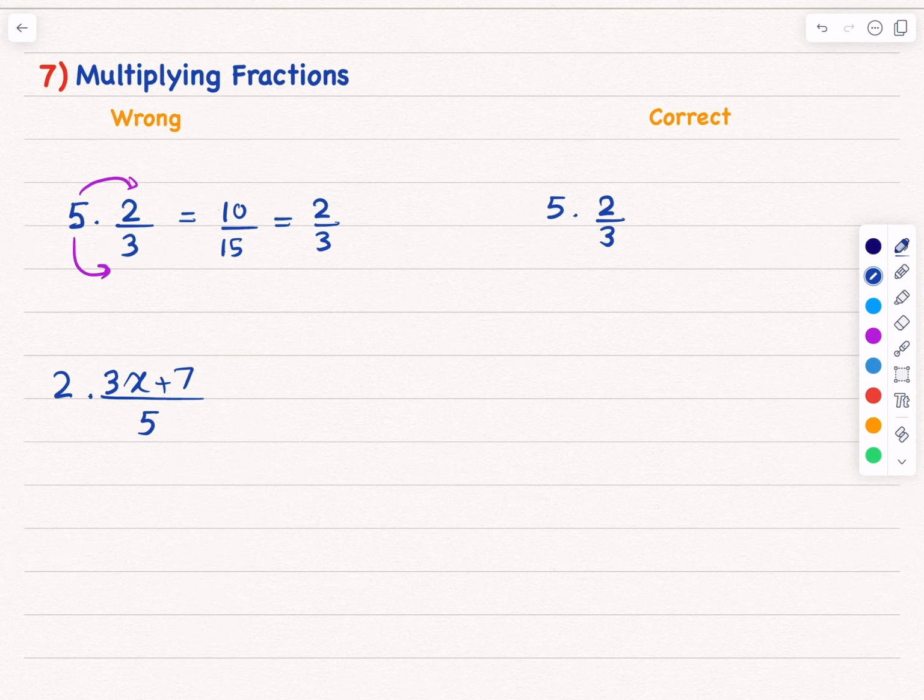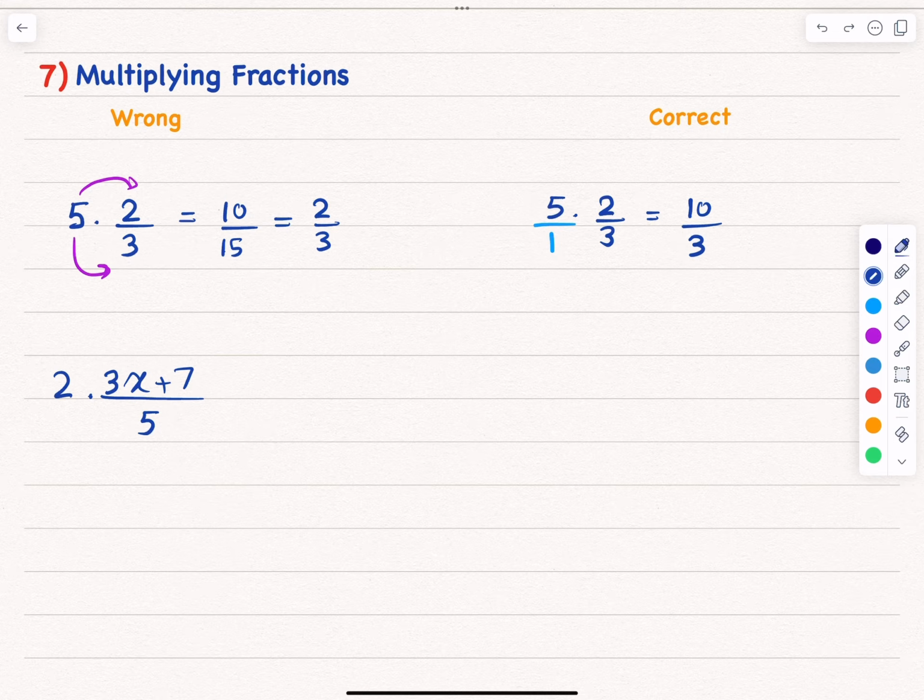To do it in the correct way, when we have a fraction like this, 5 multiplied by 2 over 3, we imagine that we have a denominator of 1 here under 5, and we just multiply numerator by numerator and the denominators by each other. So here, 5 multiplied by 2 would be 10, and down, 1 multiplied by 3 would be 3. So this is the correct way to multiply these fractions.